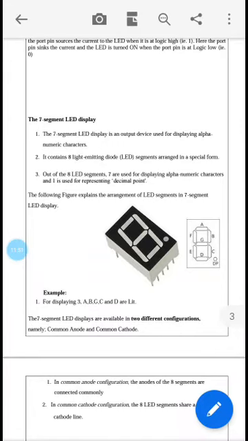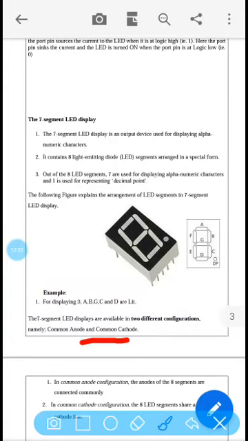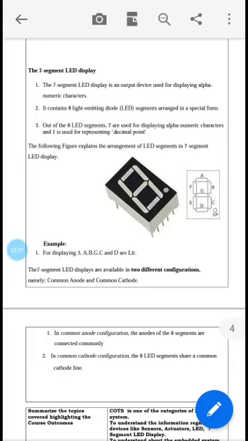Next we will be seeing which are the two configurations available. The 7 segment LED display is available in two different configurations. One is common anode, one is common cathode. In the common anode configuration, the anodes of all the 8 segments are connected together. Likewise, in the common cathode configuration, the LED segments share a common cathode line. So these are the two different configurations available in 7 segment LED displays.